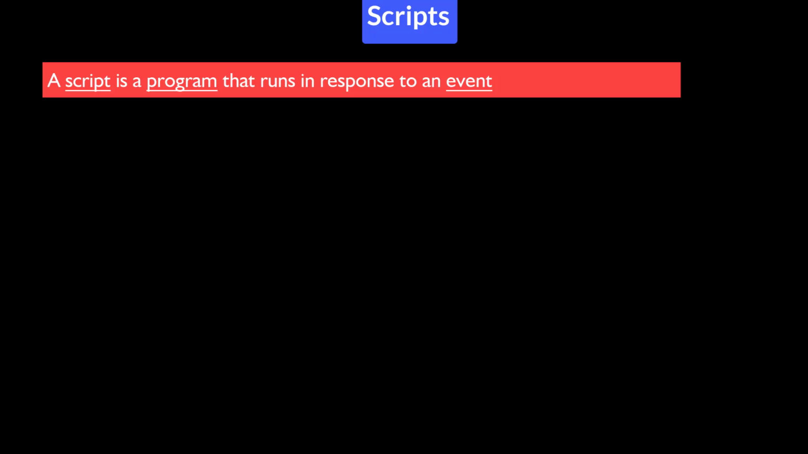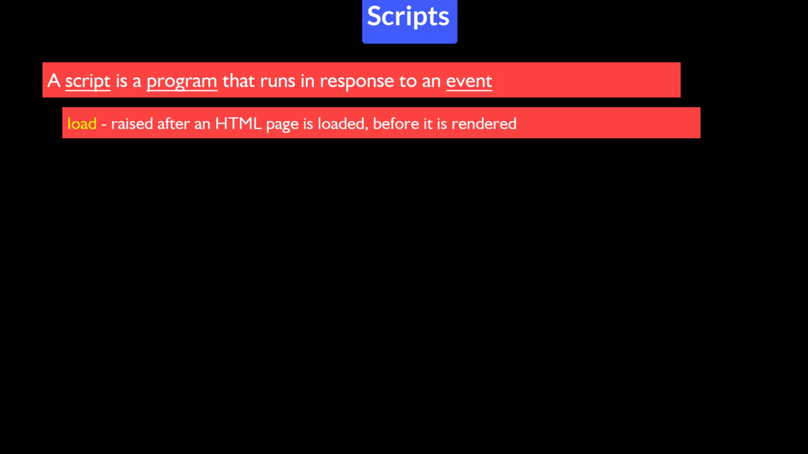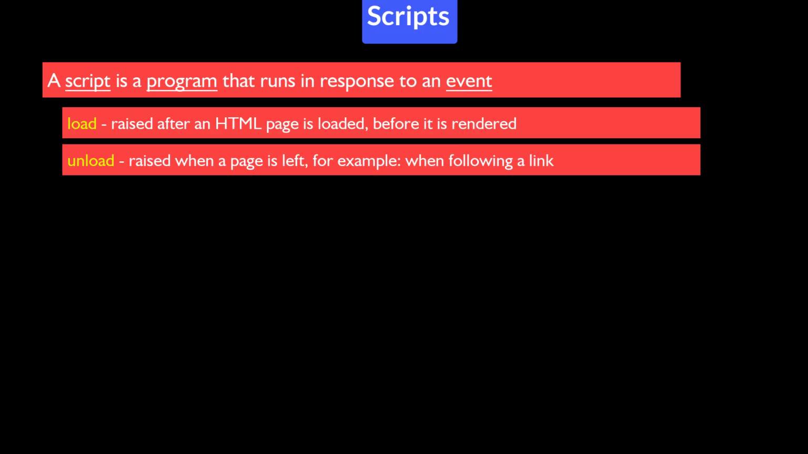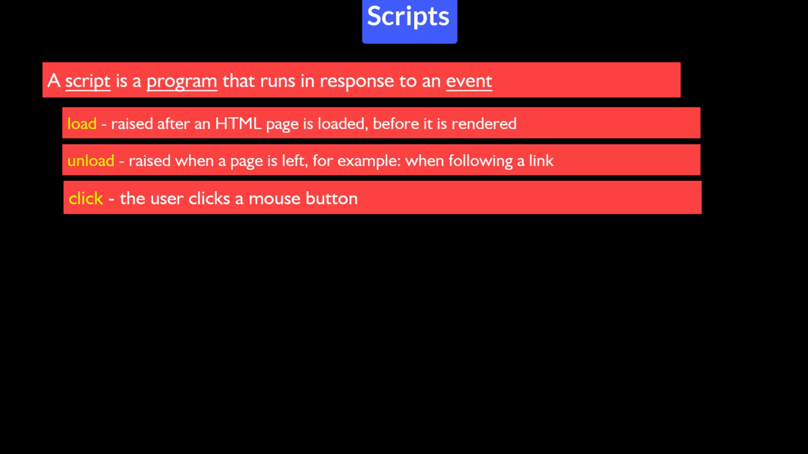A script in the HTML context is a program that runs in response to an event. The standard defines over 50 events. Here are a few of the most useful for our work. Load. This event is raised after an HTML page has been read before being rendered. Unload. Raised when a page is left, for example, when following a link. Click is an event that's raised when the user clicks a mouse button.